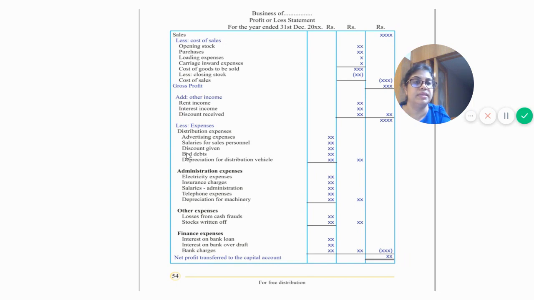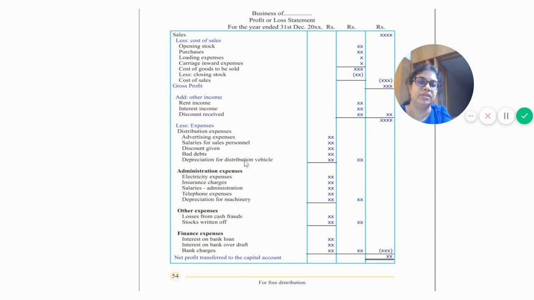Discounts, sometimes we are giving discounts. So at that time, that must also be treated as an expense. Bad debts, another expense. When you sold on credit, there will be debtors. When the debtors are unable to be recovered by the business, we will be treating them as bad debts. I will give you an idea about this in the next lesson.